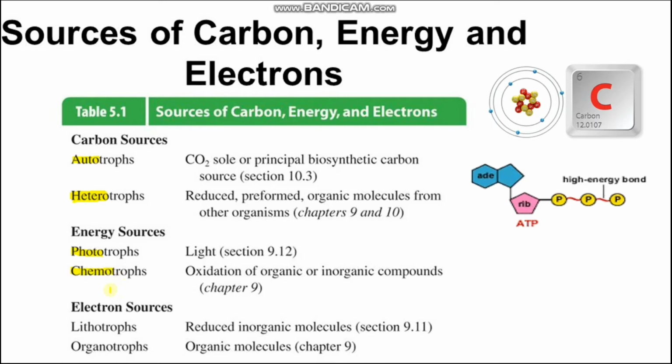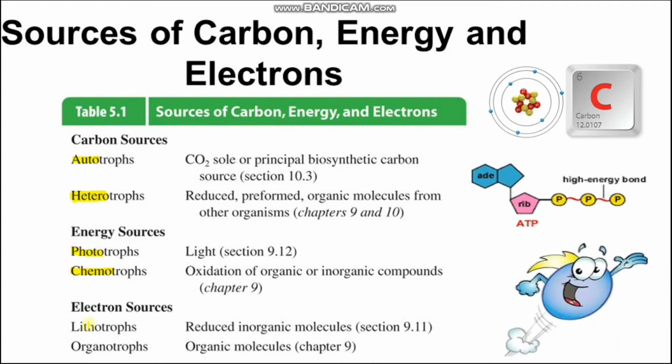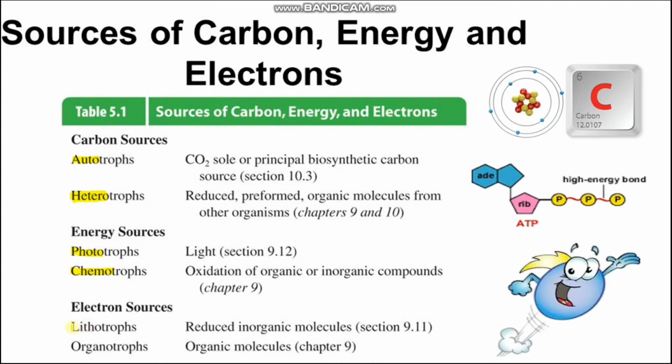Based on the electron source, organisms are divided into two types: lithotrophs and organotrophs. The prefix litho says that these organisms use reduced inorganic molecules as their electron source. When these reduced inorganic molecules are oxidized, electrons are released, and these electrons can act as a good electron source. And organotrophs use organic molecules as their electron source. So that's all about the types of organisms based on the sources of carbon, energy and electron.